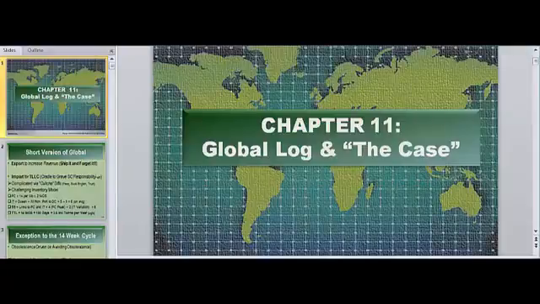Hello students, ready to start the lecture for Chapter 11, Global Logistics and, quote-unquote, the case. This is the battery-operated toothbrush case that's been posted now for a couple of weeks. I don't think anybody's had the time to seriously look at it. Now it's time to get serious about it. It's due on August the 9th.